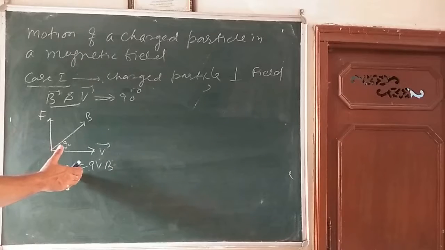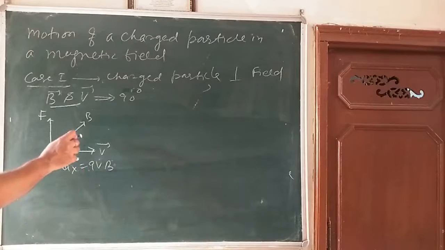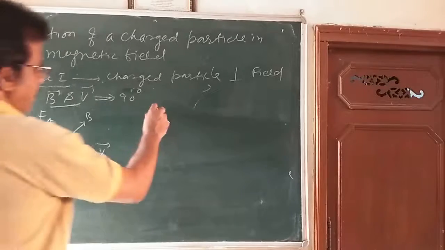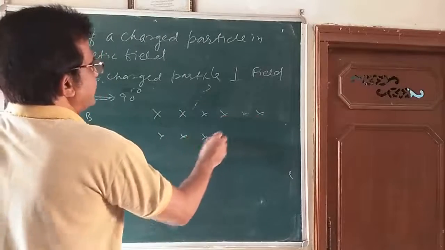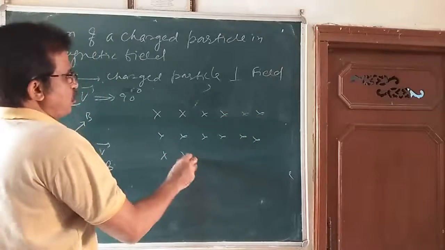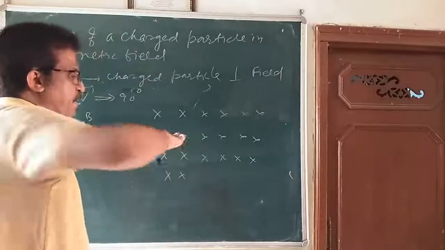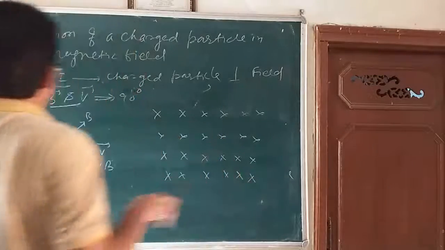This force is always perpendicular to the motion and also to the magnetic field, according to Fleming's left hand rule. So suppose here is a magnetic field, say like this. This cross represents a magnetic field. Cross means the magnetic field is going inside, into the page.